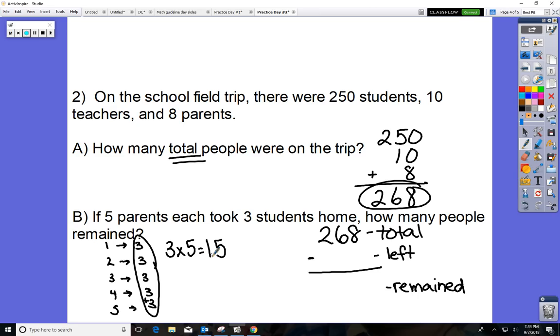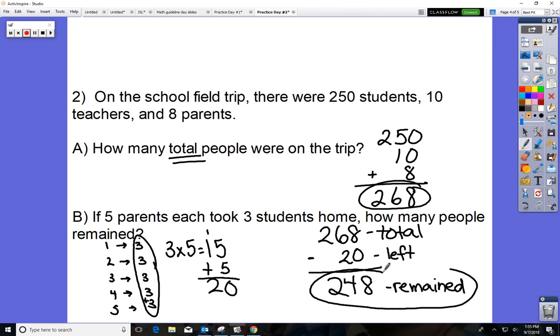Okay, so that means that 15 students left, but what it also means is that 5 parents left. So we've got a little tricky piece to that. So 3 students, but 5 parents. So I have to add 5 more people to the number of students that were taken. And that gives me 20 people who left. Okay, so I'm going to subtract that 20 here, and that's going to give me 248 people that remained on the school field trip.